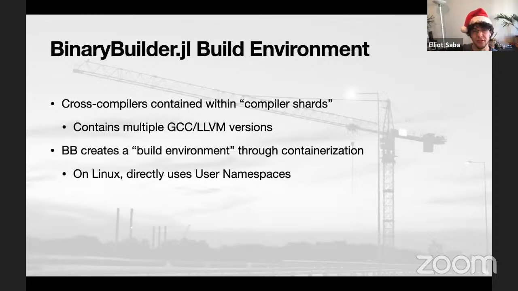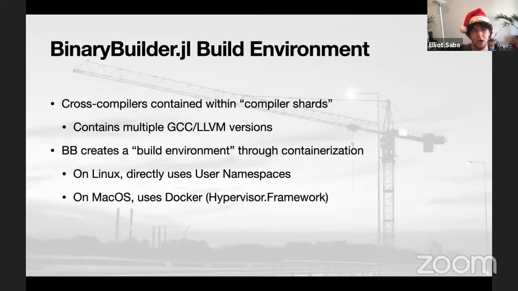On Linux, it directly uses user namespaces. This is the fundamental Linux kernel functionality that makes Docker so efficient. On macOS, we actually just use Docker, which is internally using hypervisor.framework that runs the build within a very performant, but still a VM. So it's less performant than if you were to run it on Linux.